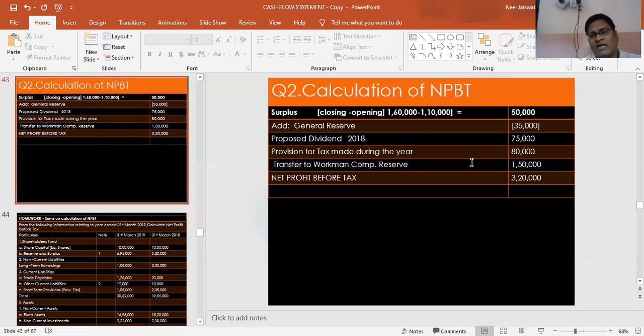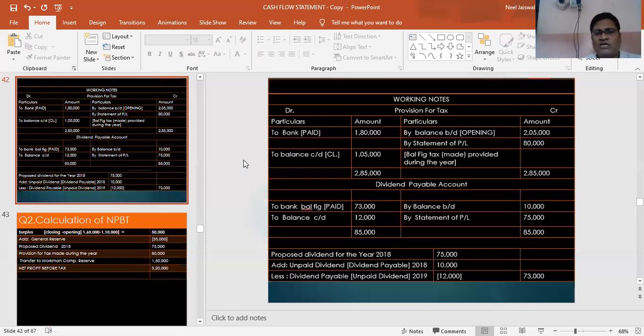Then provision for tax made 80,000. Transfer to workman compensation reserve 1,50,000. Provision for tax made during the year, you see the current year's provision for tax. See over here the statement of PL, by which we have already done the working note. From there we got 80,000. That amount needs to be written.